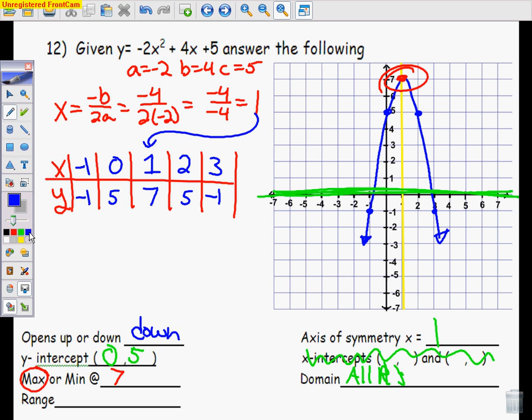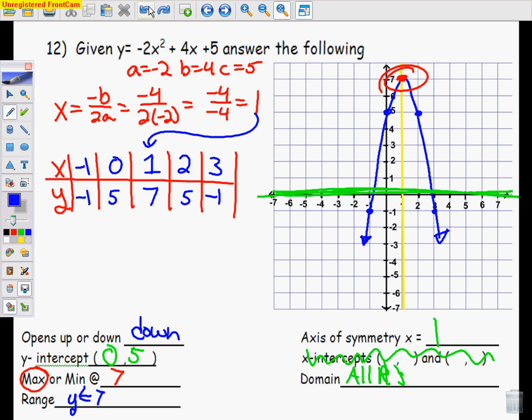Now we notice that our range, because it's the y values here, the highest we get on our y values on this parabola is 7. So the range has to be from 7 down. So the range is y has to be less than or equal to 7, because once again, our parabola was up here at 7, and that was the highest, and everything else was down. Okay? So there we go.